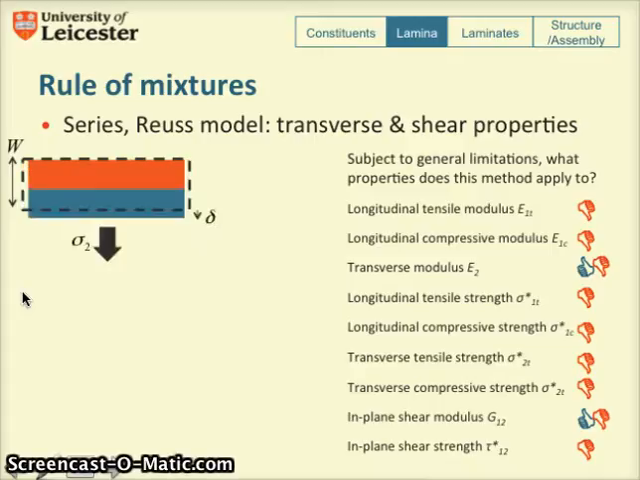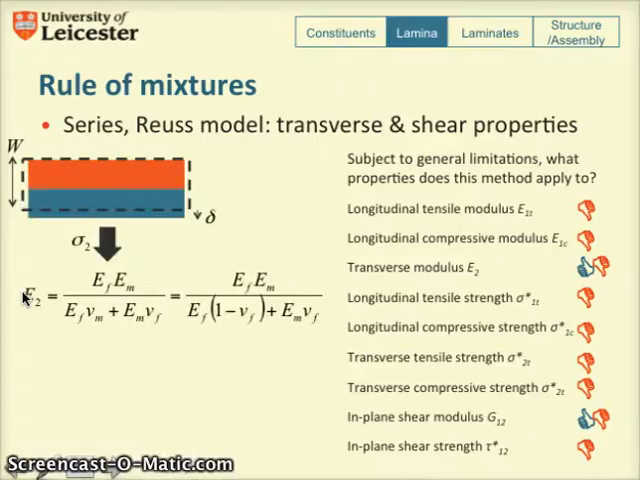We can also use a similar method to work out the properties in the transverse direction. We can derive an equation for the transverse modulus, E2, which is dominated by the matrix properties. It's not such a good estimate, but it is still a way of estimating this property.